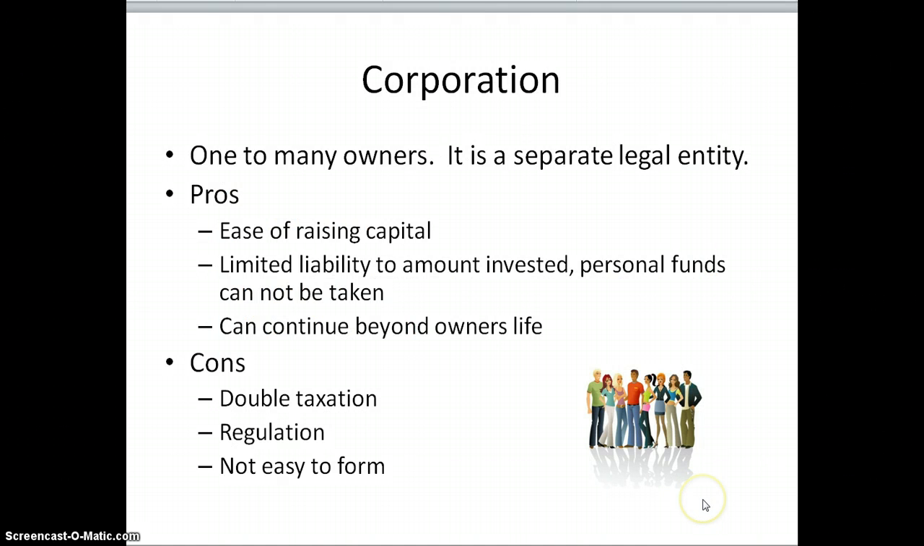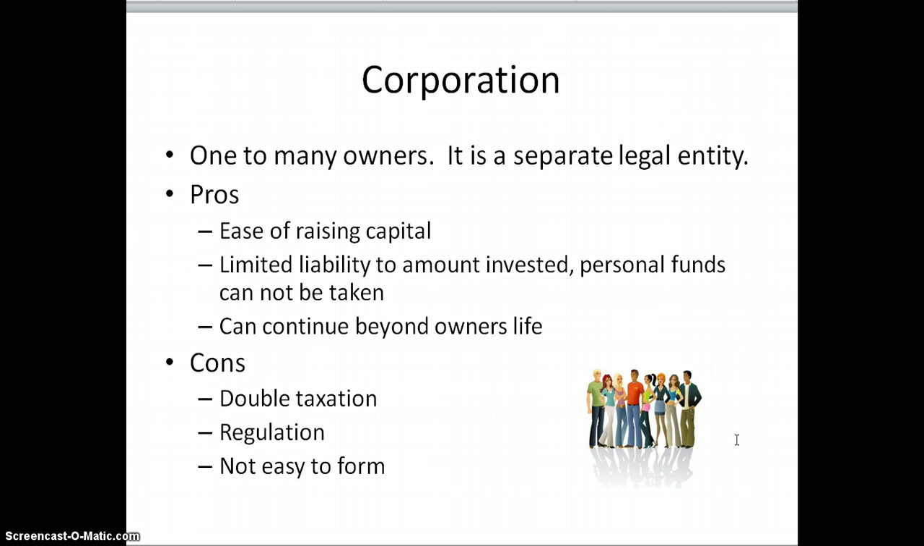So then we come to a corporation. A corporation is known by many. It can have one to many owners. It is a separate legal entity, so it is its own existence for laws. It has its own existence for taxation. Famously Mitt Romney said corporations are people too. I don't know if we agree with that, but they are certainly their own separate legal entity.